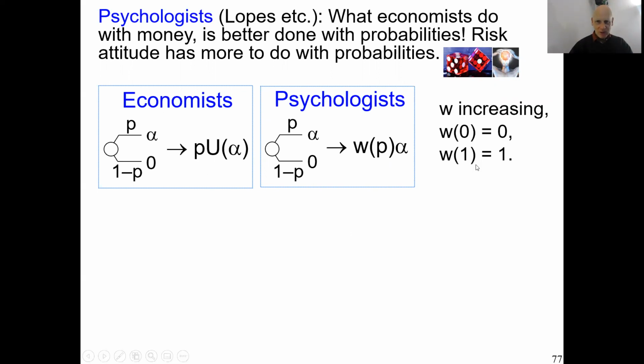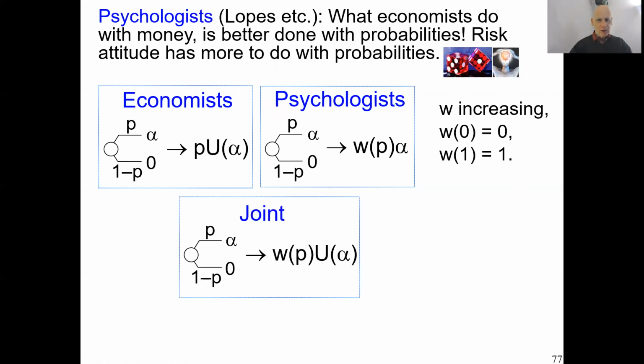First, properties of W, of course: probability 0 has weight 0, probability 1, we can normalize to weight 1. W is increasing, the more probability, the more weight, of course. Then, it may make sense to combine the two together and take a formula like this. And surely in the later parts of this course, we will be looking at it much.